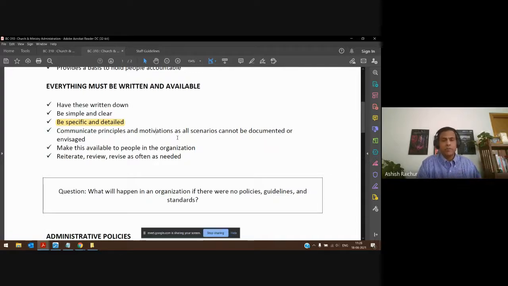Example, in the announcements matter, there were two principles. The first principle is, we don't want to waste the congregation's time listening to announcements. People have come to worship, they haven't come to listen to announcements. So our announcements must be very short, 5 minutes, maximum 7 minutes. That's a principle.